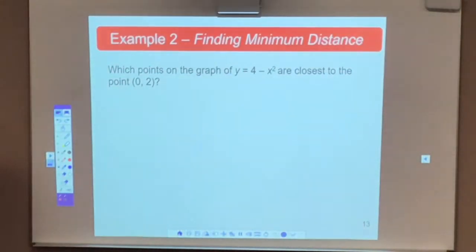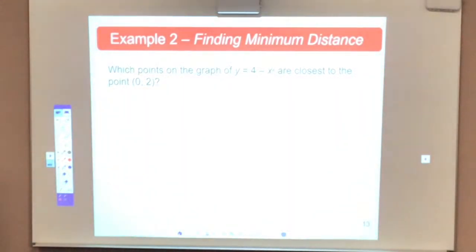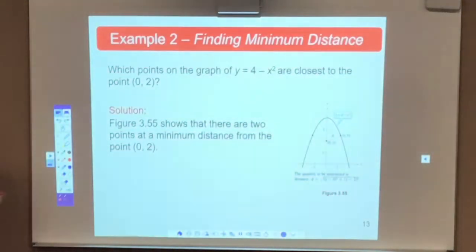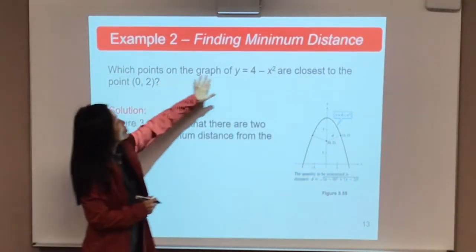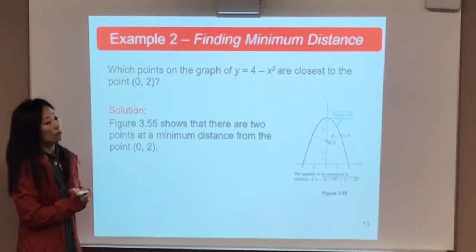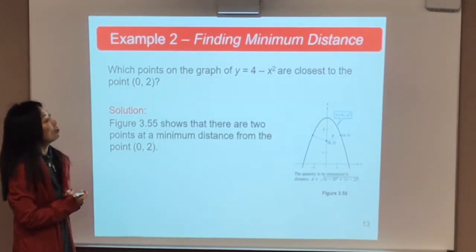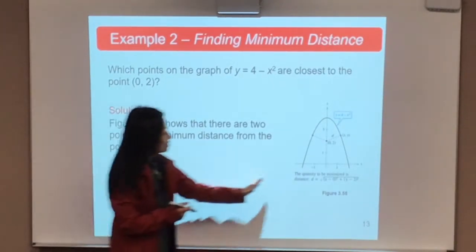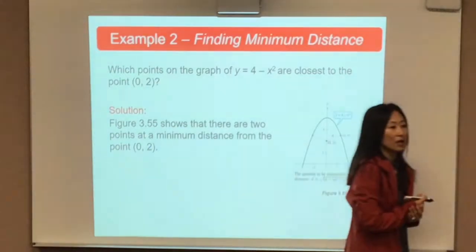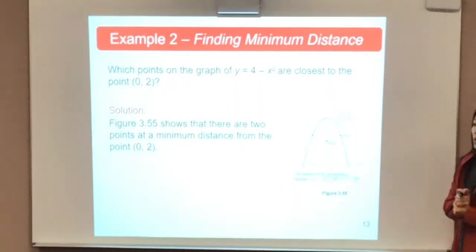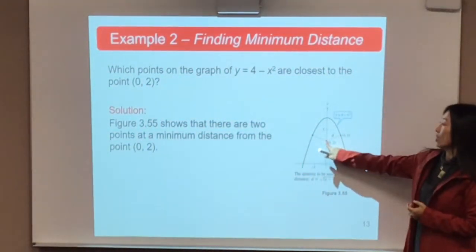Let's look at another problem. This is a picture. Which points on the graph of y equals 4 minus x squared are closest to the point (0, 2)? So this is your 4 minus x squared picture, and this is (0, 2).